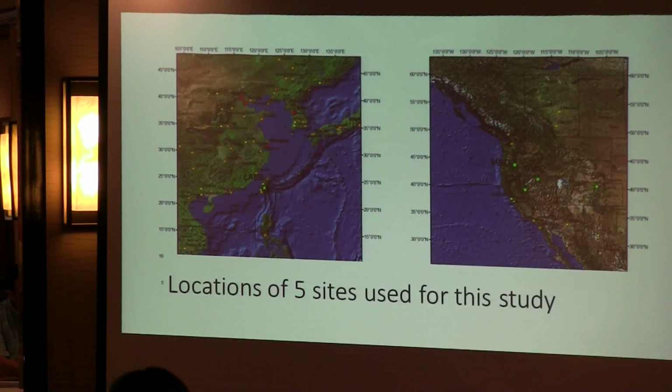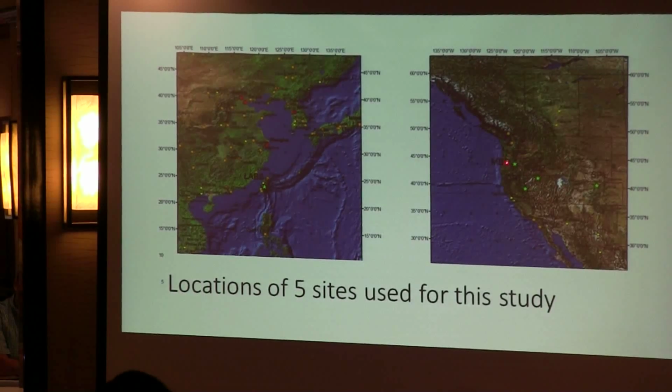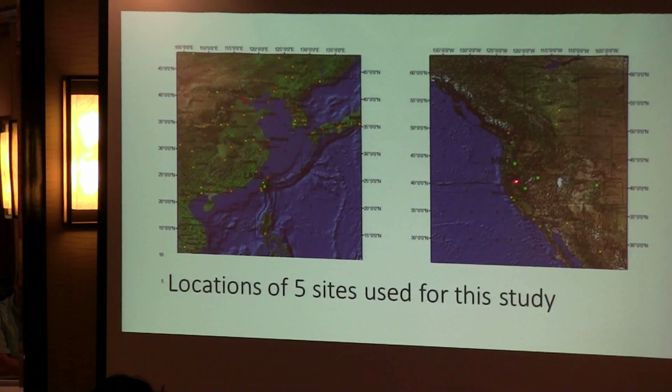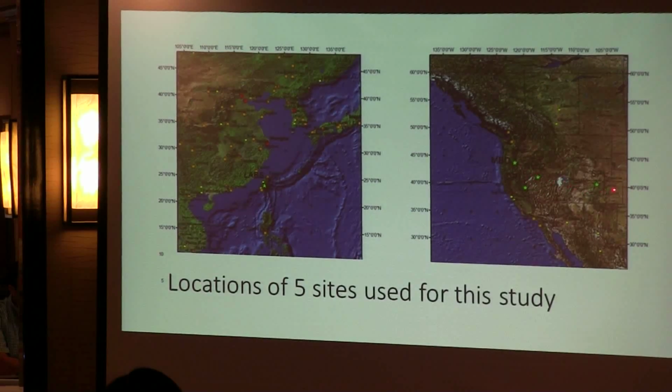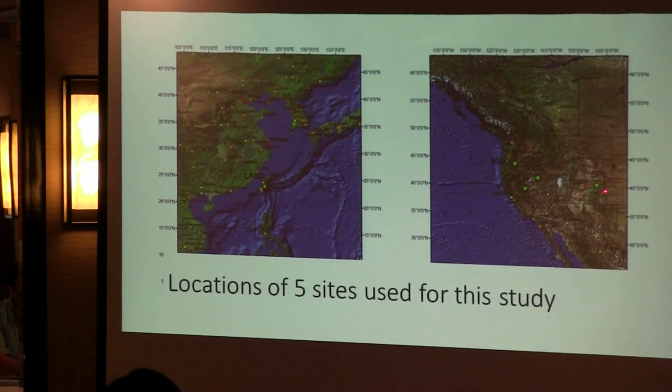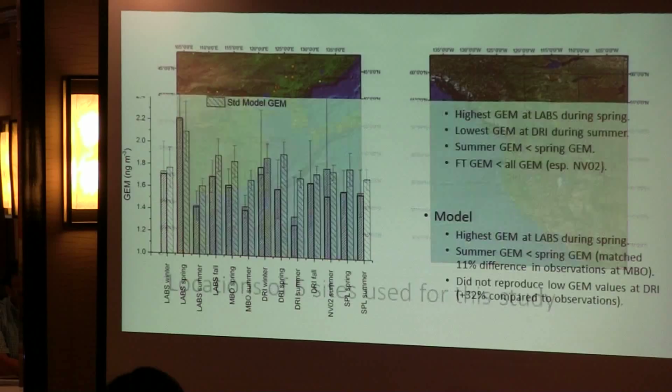And the data that was selected for these, there was about 30 days in each season from the Lulin site. We had about 3 years of spring and summer data from Mount Bachelor. We had about 3 years of continuous data in all seasons from Desert Research Institute. We had 1 season of summer data from NV02 and spring and summer data from 1 year at Storm Peak.